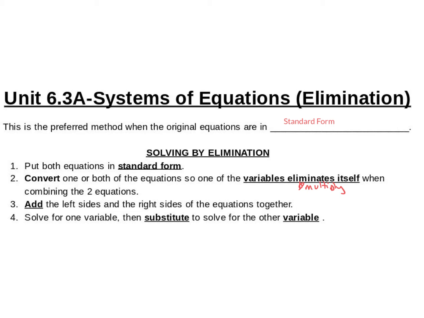And then what we're going to do is add the left sides and right sides of the equations together. And what should happen is one of these variables will eliminate itself. So the last step is, once you have that one variable solved for, you can substitute it to solve for the other, just like you did in the substitution method. So let's take a look at what that looks like.